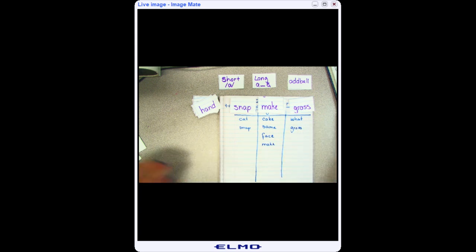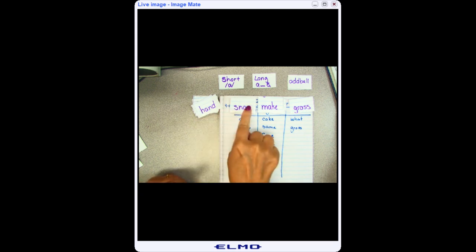So what I need you to do is finish all your words and check that you have all the words already written down. And if you don't have them written down, you write them in whichever category they belong in. When you're done, take a picture of your sort and post it on Class Dojo.